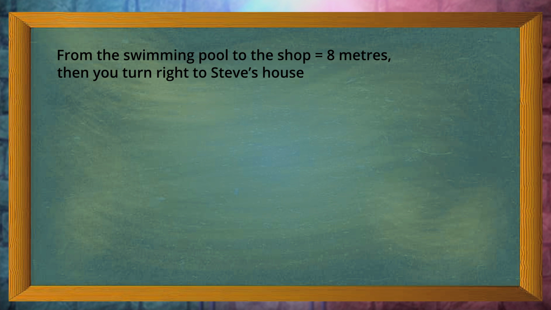Tanya and Steve are friends, and they were at the swimming pool in their town. Tanya wants to walk from the swimming pool to the shop on the corner of her house, and turn right and then walk to her friend Steve's house. Steve wants to go straight from the swimming pool to their house. From the swimming pool to the shop is 8 meters. Then you turn right, and from the shop to Steve's house is 15 meters.